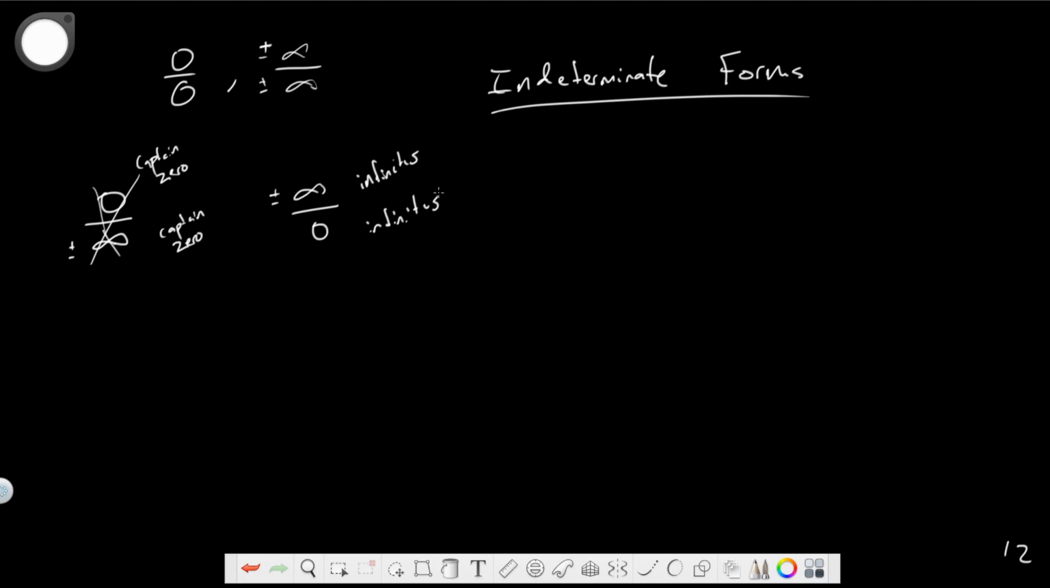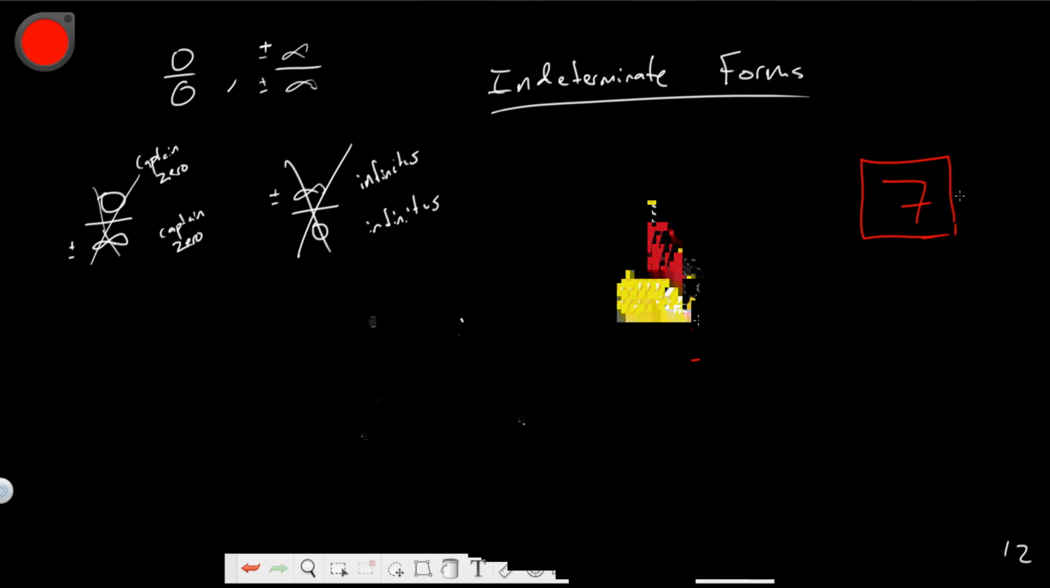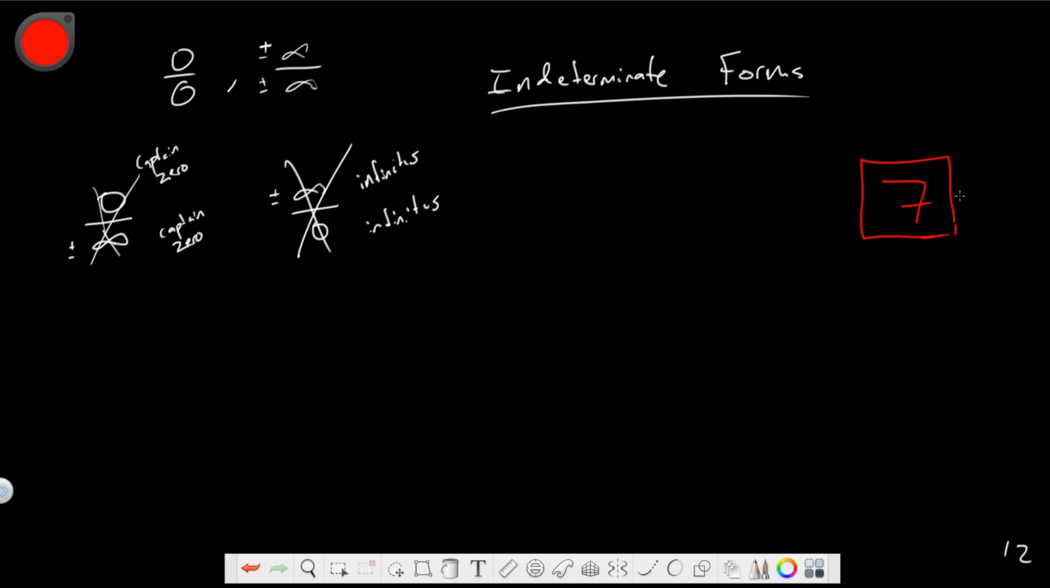We have 0 divided by 0. We have infinity divided by infinity and all of its plus or minuses. We have 2 forms. I claim that there are 7 forms. And I challenge you right now to think about when there is this indecision. When is there a battle? Bam! When is there a conflict?